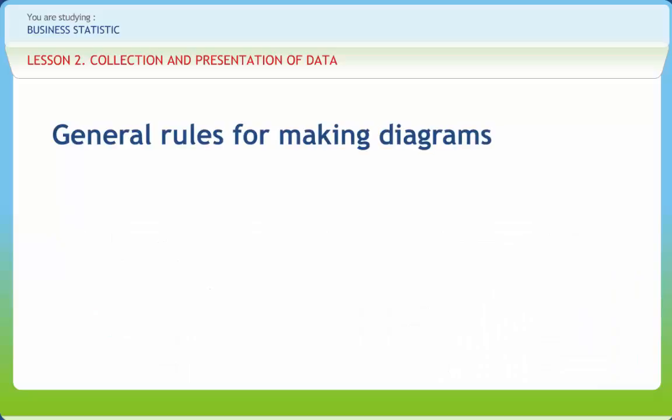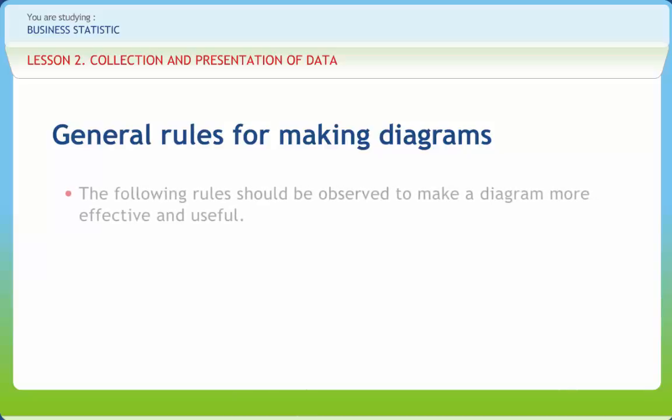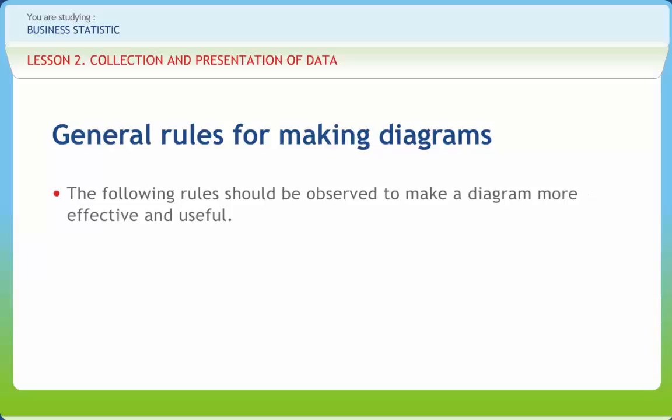A diagrammatic presentation is a simple and effective method of presenting the information contained in statistical data. The following rules should be observed in their construction to make a diagram more effective and useful. Every diagram must have a suitable title written at the top. A diagram should be constructed in such a way that it has an immediate impact on the viewer.